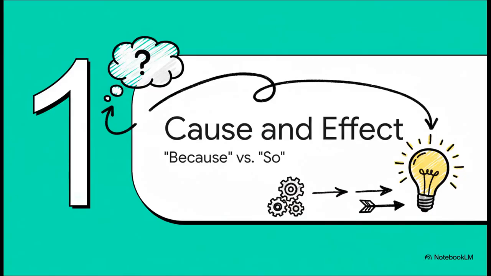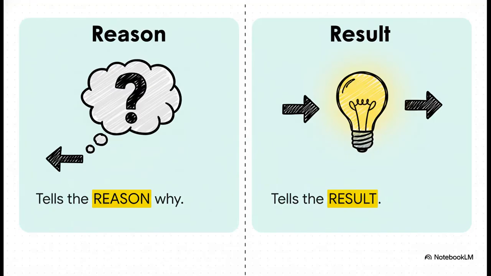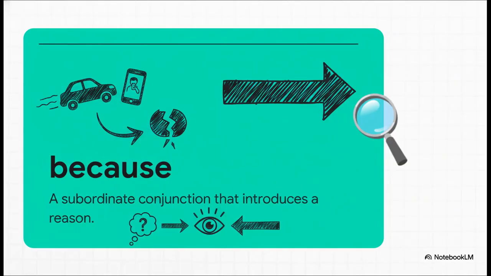All right, first up, because versus so. The real secret to nailing these every single time is just understanding one simple thing: the relationship between a reason and a result. Okay, here's the whole thing in a nutshell. Just remember this. Because points backward. It tells you the reason why. And so points forward. It gives you the result. Reason versus result. That's it. That's the whole game. So let's take a closer look at because.